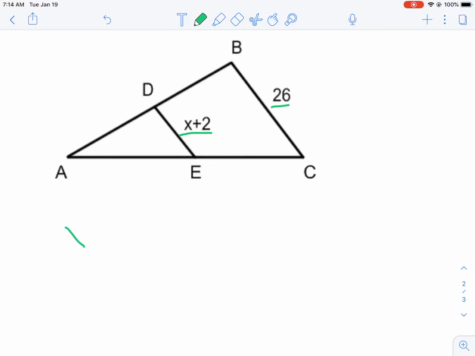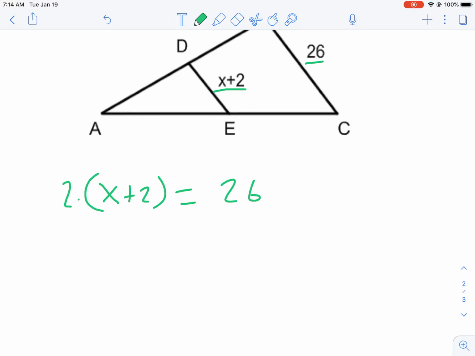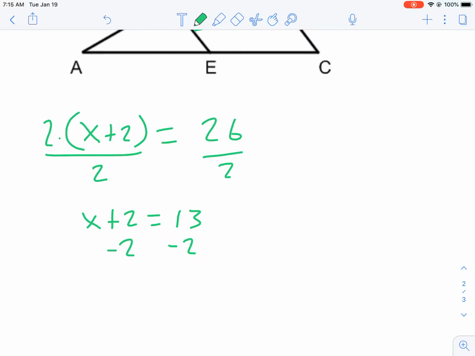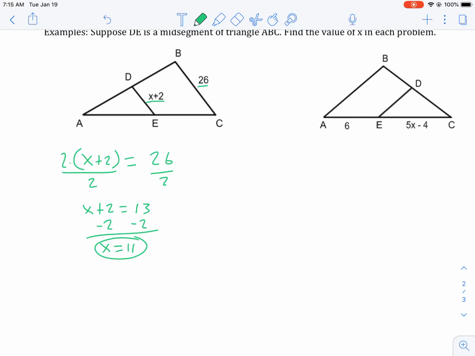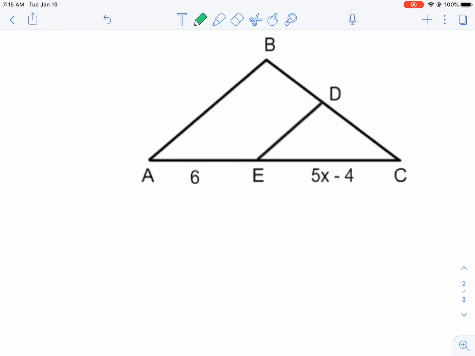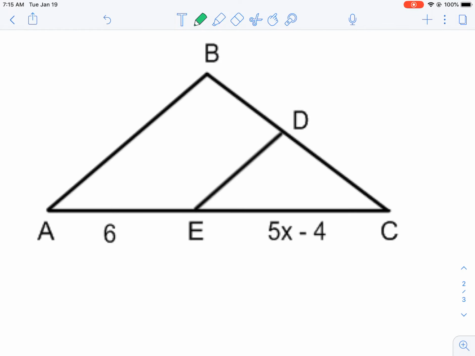So what we can do is set x plus 2 equal to 26, but we have to change it a little bit. Since x plus 2 is only half of 26, we have to double it. 2 times x plus 2 equals 26. So what does that mean x plus 2 equals? Well, if we divide by 2, then x plus 2 is 13. Subtract 2 on both sides, and we get x equals 11, okay? So that one's easy. x equals 11.